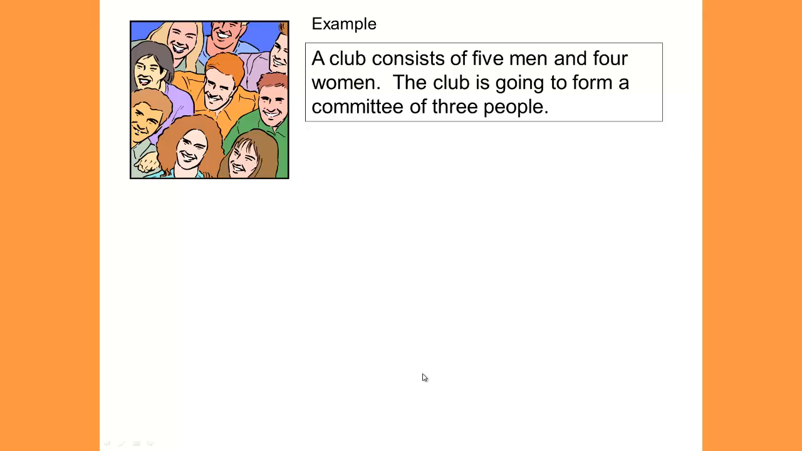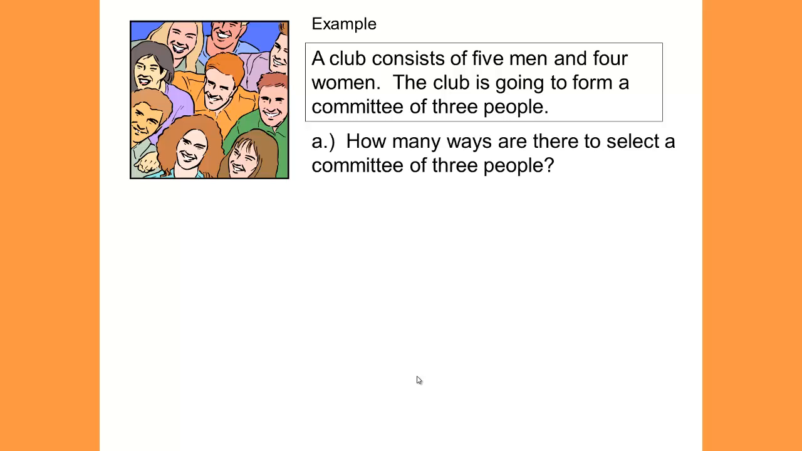Back to what we have. We have a club, and it consists of 5 men and 4 women. So we have 9 people in our club, and some of them are men and some of them are women. Next, we have a task. That task is to make a committee of 3 people. How many ways are there to select a committee of 3 people? That would be every committee formed, whether it's a man or a woman. How many different committees are there possible from these 9 people?